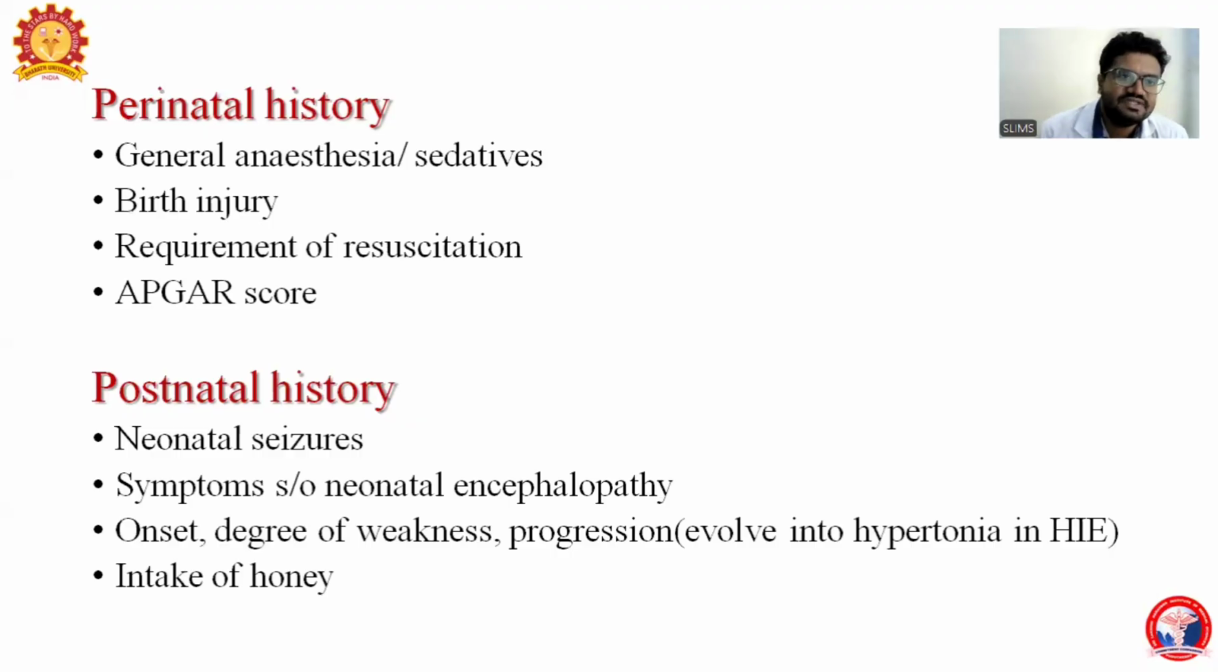Few important histories which have to be asked in the perinatal period is history of use of general anesthesia or sedatives. For example, a mother who has been operated for a lower segment cesarean section receiving general anesthesia, the drug has been transferred through the placenta to the baby. And history of sedatives like benzodiazepines, or any sedative drug intake in the mothers like morphines or opioids, or history of birth injury causing hypoxic ischemic encephalopathy, birth injury causing intraventricular hemorrhage. All these histories have to be noted. These are the important and relevant histories.